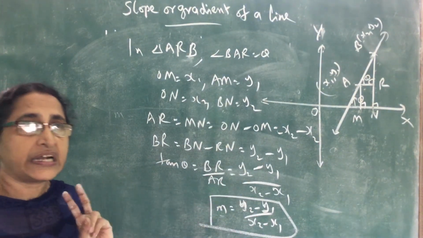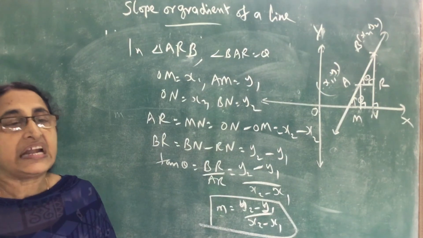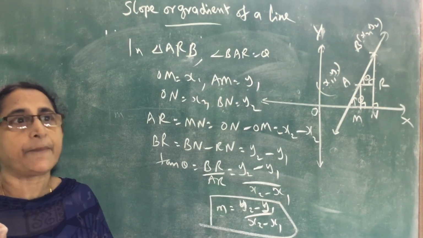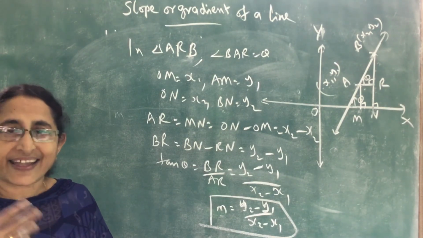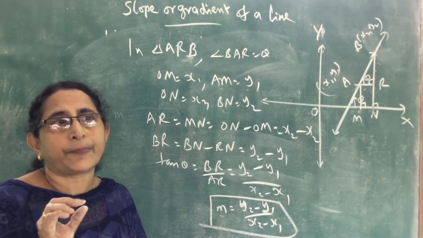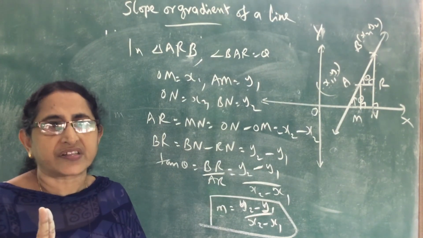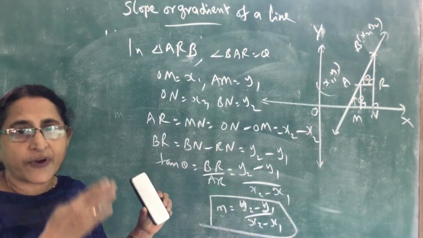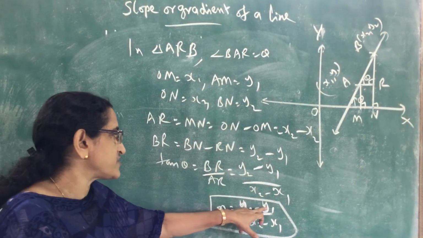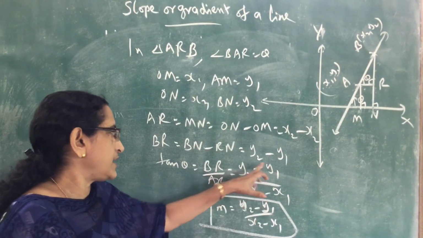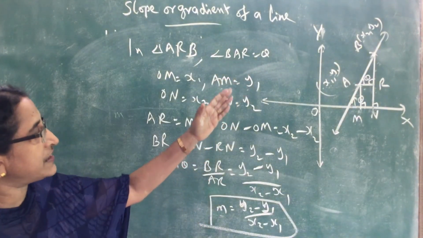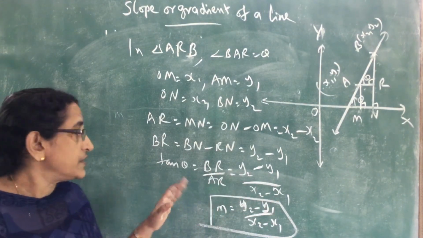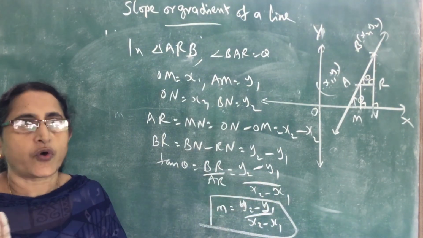So you've studied two formulas for the slope of a line. One formula: if we know the inclination of a line is theta, then the slope of the line is tan theta. Second formula: if the coordinates of any two points on the line are x1, y1 and x2, y2, then the slope of that line is given by y2 minus y1 by x2 minus x1. We can substitute these values from the coordinates. So we studied two formulas. Study those formulas.